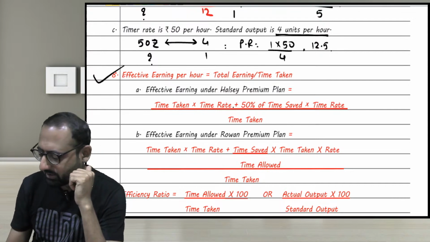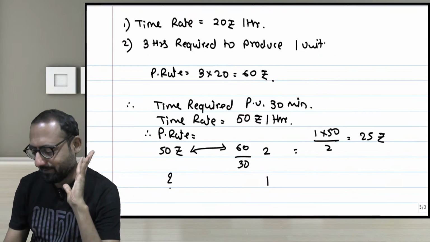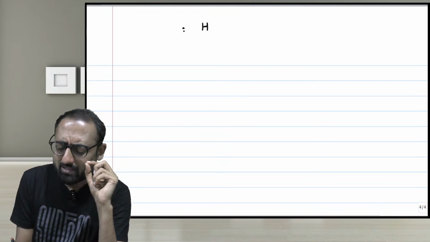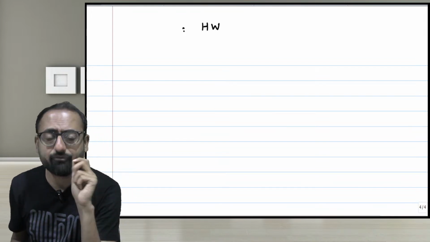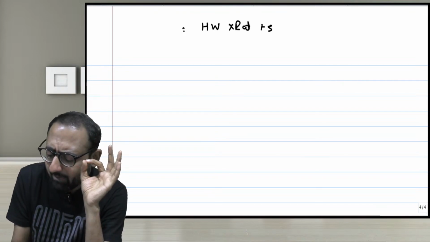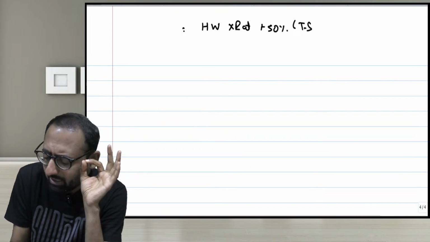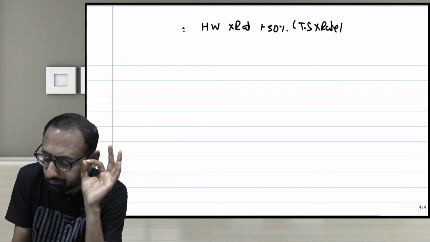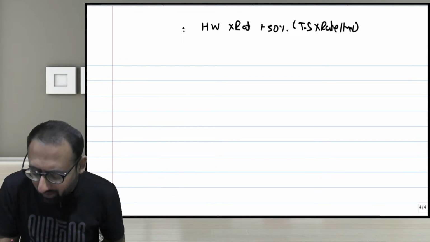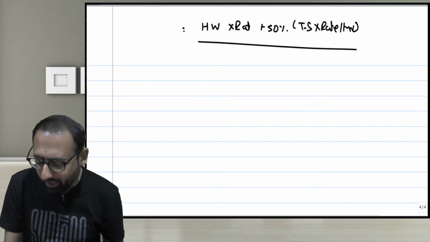Yes, boys and girls. So what will be the formula for effective earning under Halsey? First of all, you have to write the basic formula of Halsey: hours worked multiplied by rate per hour plus 50% of time saved multiplied by rate per hour. This is your total earning under Halsey. Now, effective earning under Halsey will be total earning divided by hours worked.